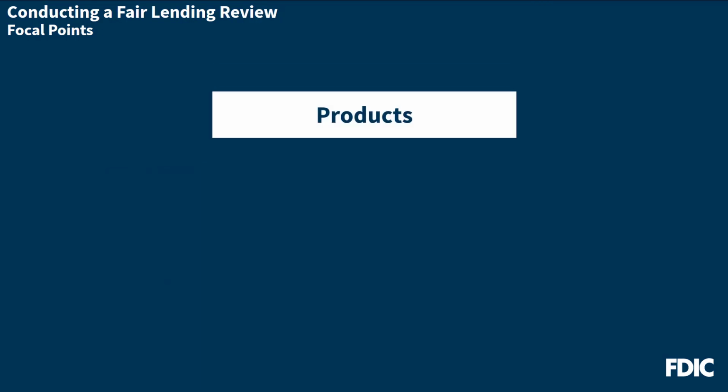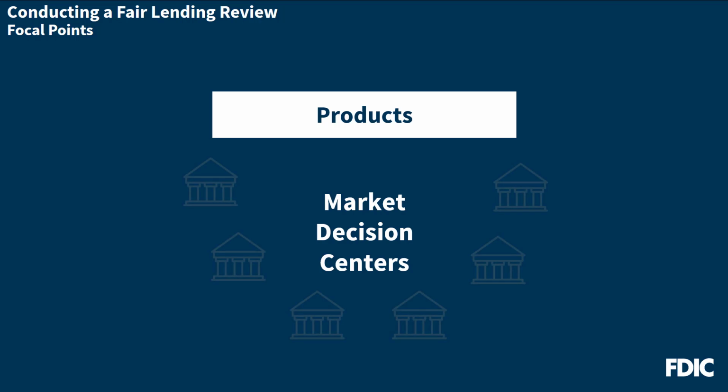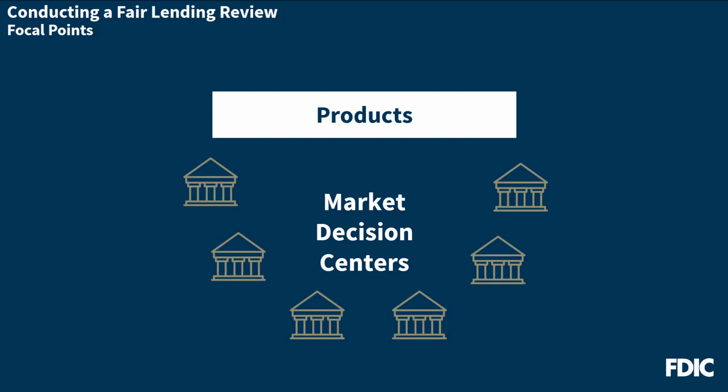Once an examiner selects a product or products to review for a focal point analysis, he or she will also consider the market decision centers. This could include some or all of the bank's locations. Some banks are set up in regional areas, and examiners may select one or more of these areas for the focal point review. For example, if a bank operates in multiple states, the review focus could be limited to only a few targeted areas.